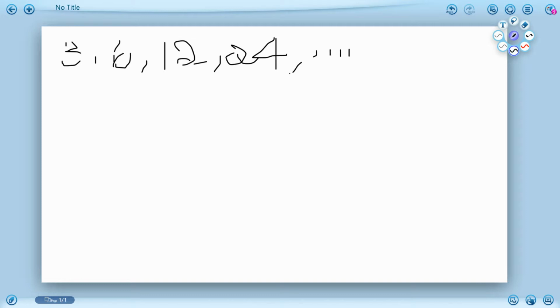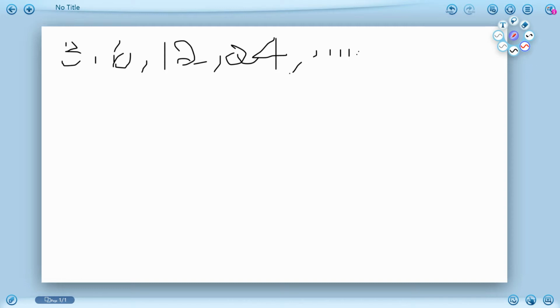How about 3, 6, 12. Okay, so there's 3, 6, 12, and 24, and it goes on. I know it looks a little bit cut out, but you can basically tell what it is just by looking at it. So we're going to do the same thing. It's kind of the same thing as what we did for the arithmetic sequence.